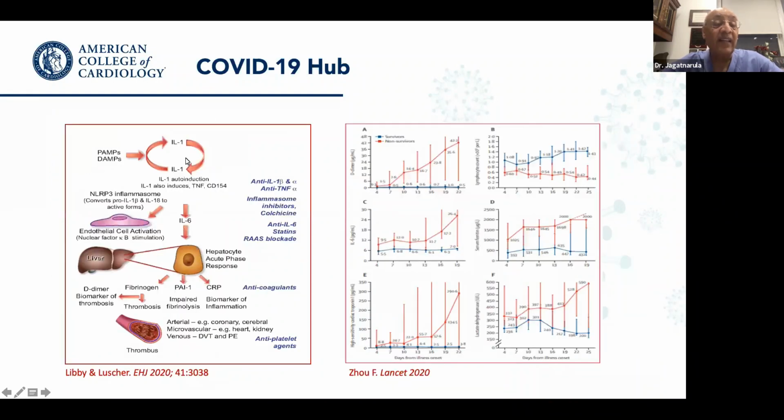Now, once that is happening, there is a significant release of interleukin 1, and interleukin 1 is quite like a hub because it is able to induce itself also. So it is a self-perpetuating cycle. There is an increase in IL-1. The increase in IL-1 would lead to the increase in nuclear factor kappa B, NF-kappa B, and that is another major hub of the inflammation.